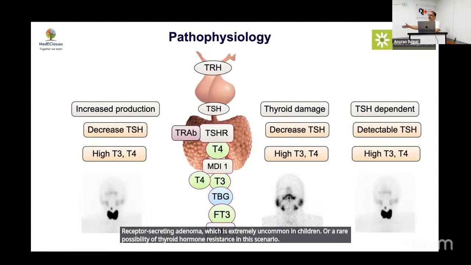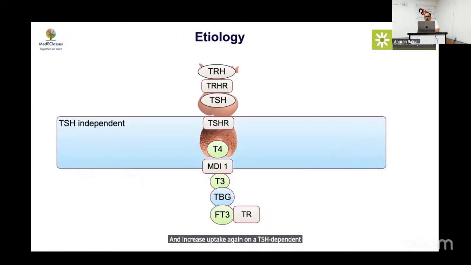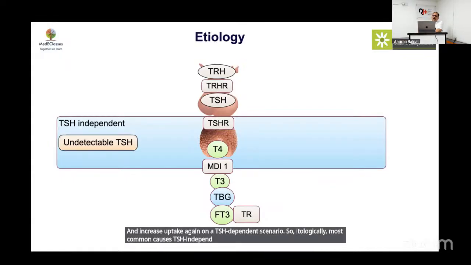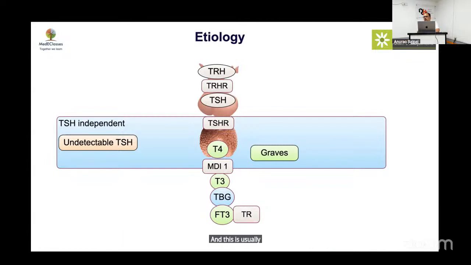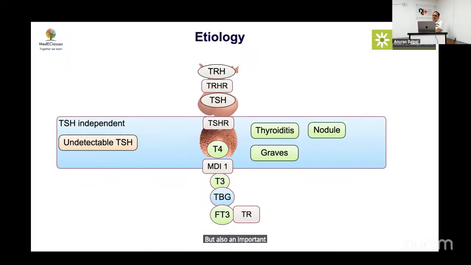Now, thyroid scan will give you a picture of absent uptake in the scenario of thyroid damage and increased uptake again in a TSH dependent scenario. So etiologically, most common cause is TSH independent, and this is usually associated with the antibody, which is Graves, or rarely thyroiditis, less common in children, but also an important consideration as in the first case.